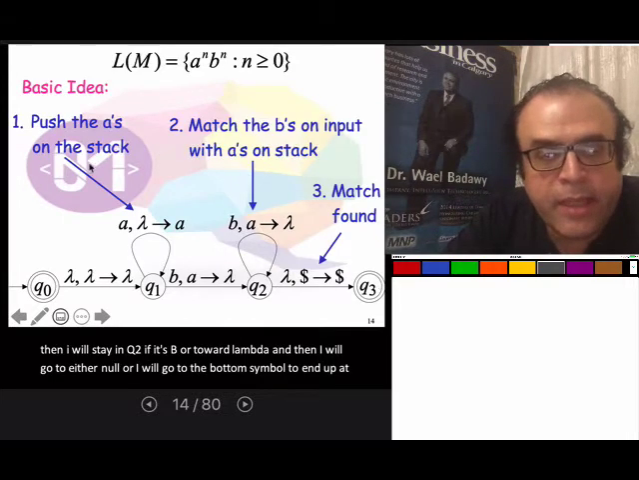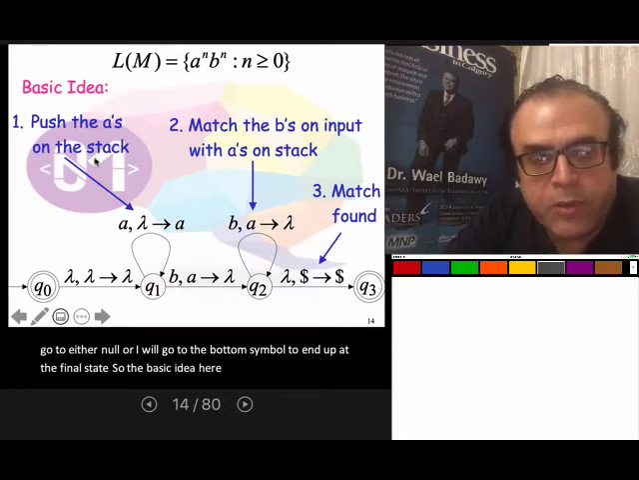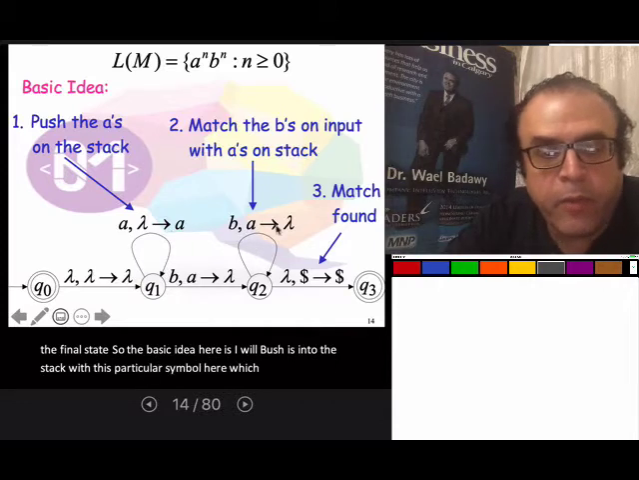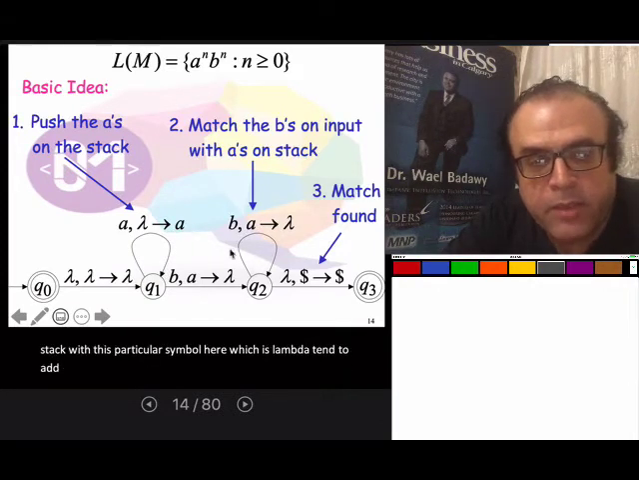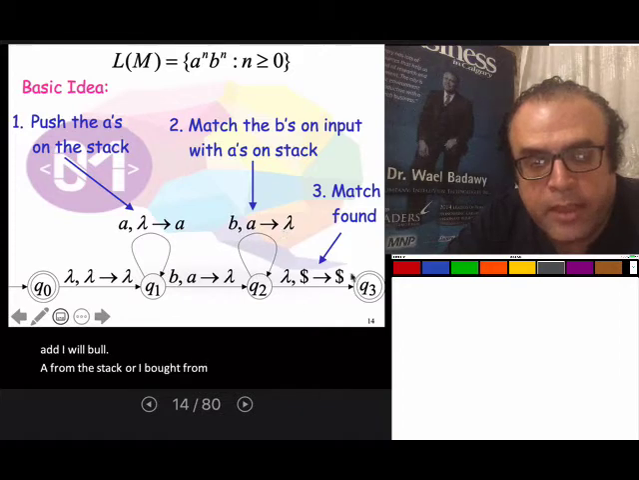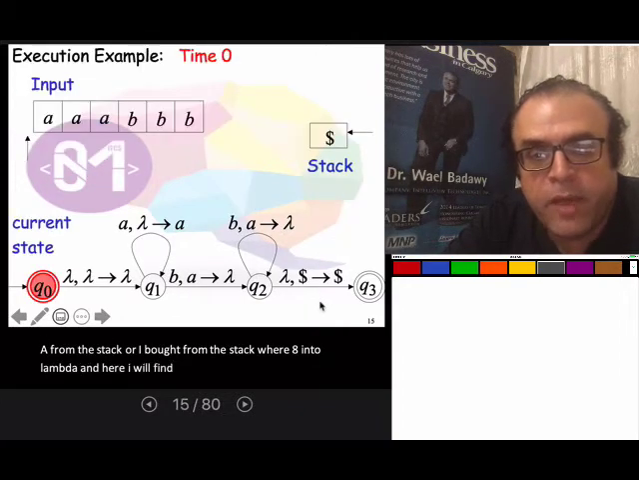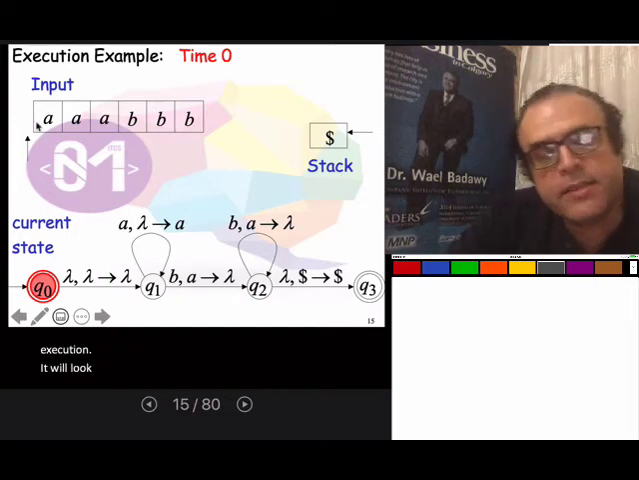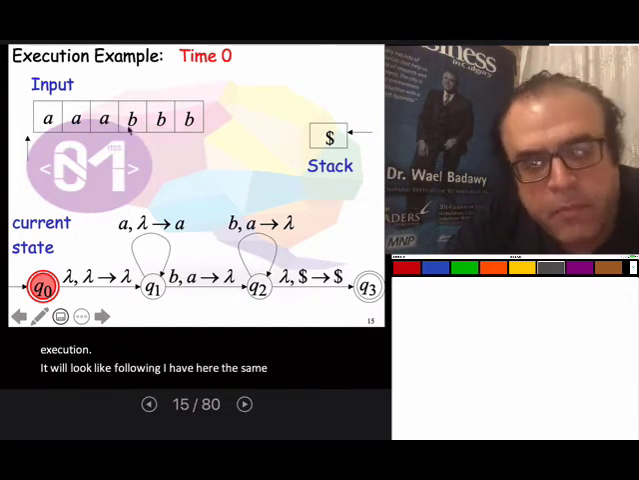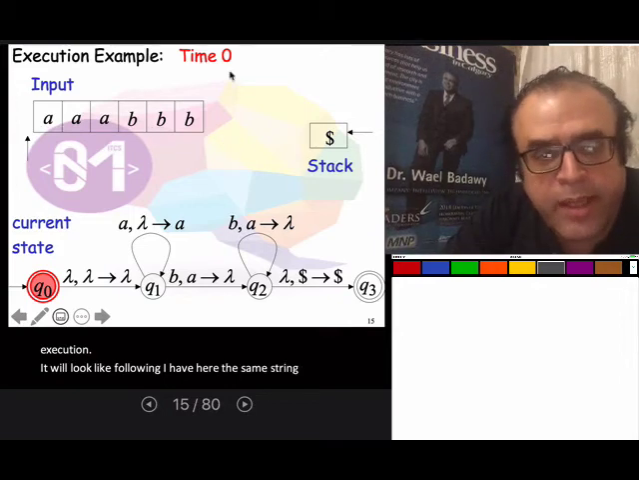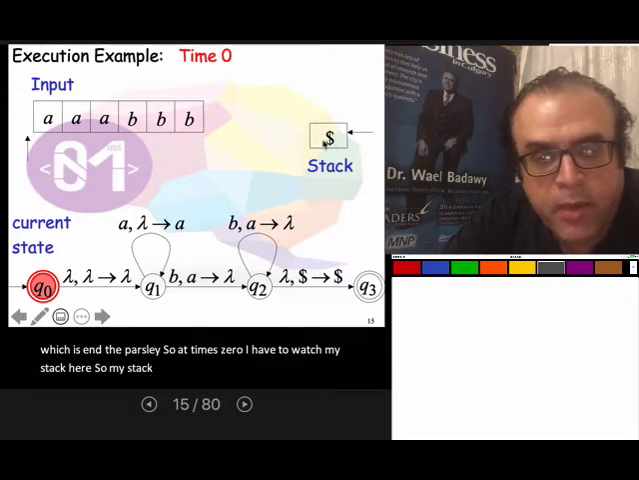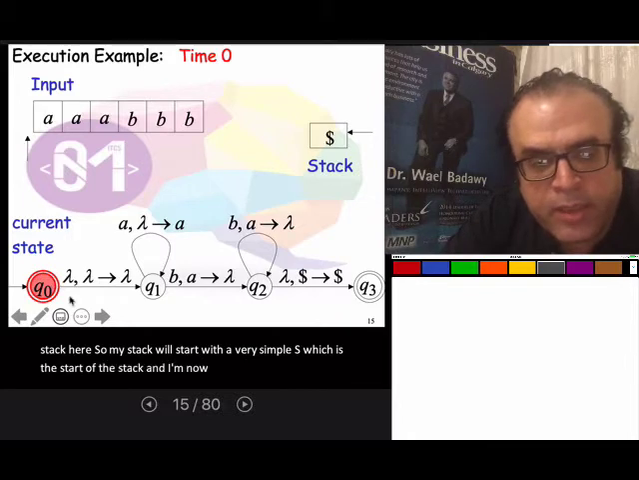The basic idea here is I will push A's into the stack with this particular symbol, lambda to A. I will pop A from the stack with A to lambda, and here I will find the match. So if I want to understand this execution, it will look like the following. I have here the string AAABBB, which is n to the power 3. At time 0, I have to watch my stack. My stack will start with the first symbol S, which is the start of the stack, and I am in the initial state Q0.